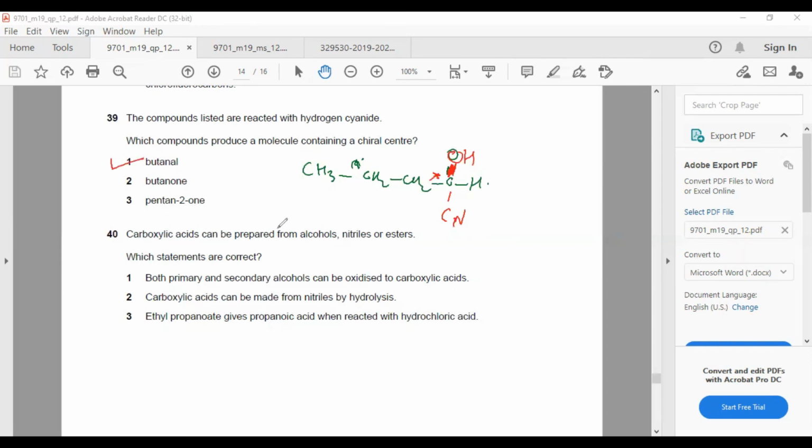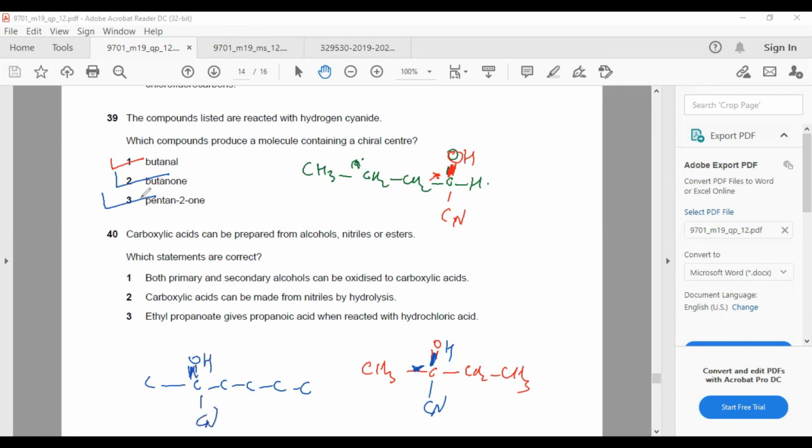Yes. Butanone. Butanone is this. When this reacts with hydrogen cyanide, this single bond, and O becomes OH and cyanide. This is a chiral carbon. Yes, chiral carbon. Pentan-2-one means 2, 3, 4, 5. Yes, this will also become a chiral carbon because this will become OH and cyanide will come here. So when these three react with hydrogen cyanide, they form a molecule with a chiral center. Yes, all three.